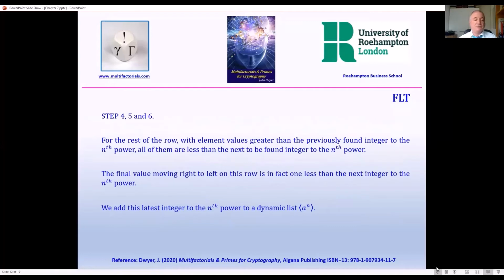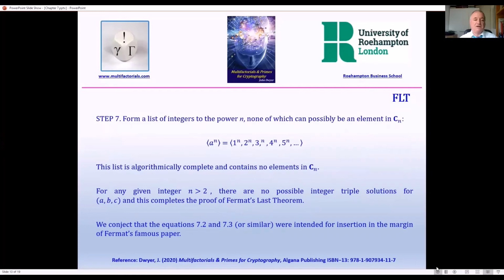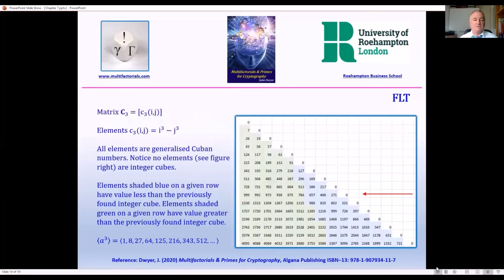As we proceed along the row, right to left, we can see that no values can possibly be an integer to the nth power. The values that we do add to a dynamic list are the last elements in each row plus 1. And those are the integers to the power n. And there we are. Example, C3, n equal to 3. They are the differences between third powers, i cubed minus j cubed.